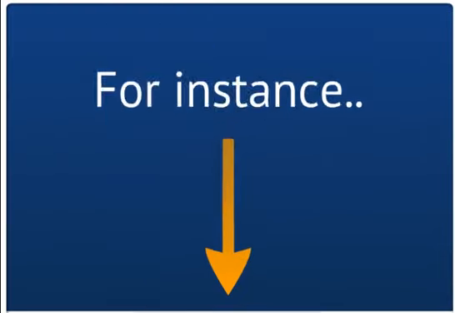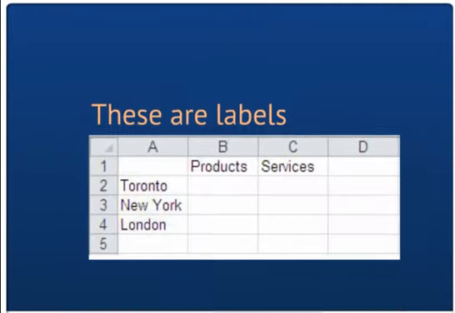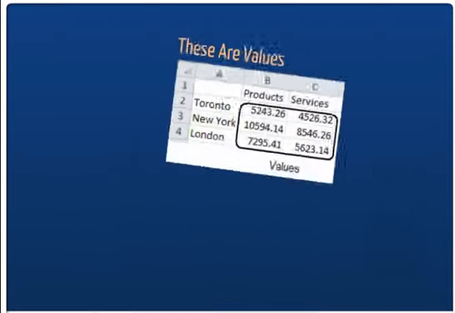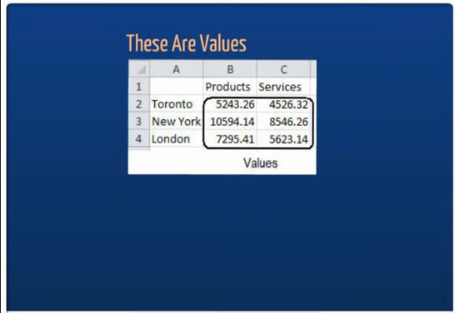So for instance, let's take a look at some labels first of all. So let's suppose you had a 3-store chain and you were keeping track of the different locations and the products you sold and the services you sold last month. What you could do first is you could lay out all the information like you see it here with the cities in column A, and B1 would be the products and C1 would be the services. Okay, so these would be the labels. Next, you'd want to go ahead and put numbers in for each of these cities for products and services. So these are the values that you're putting in to fill out the information.